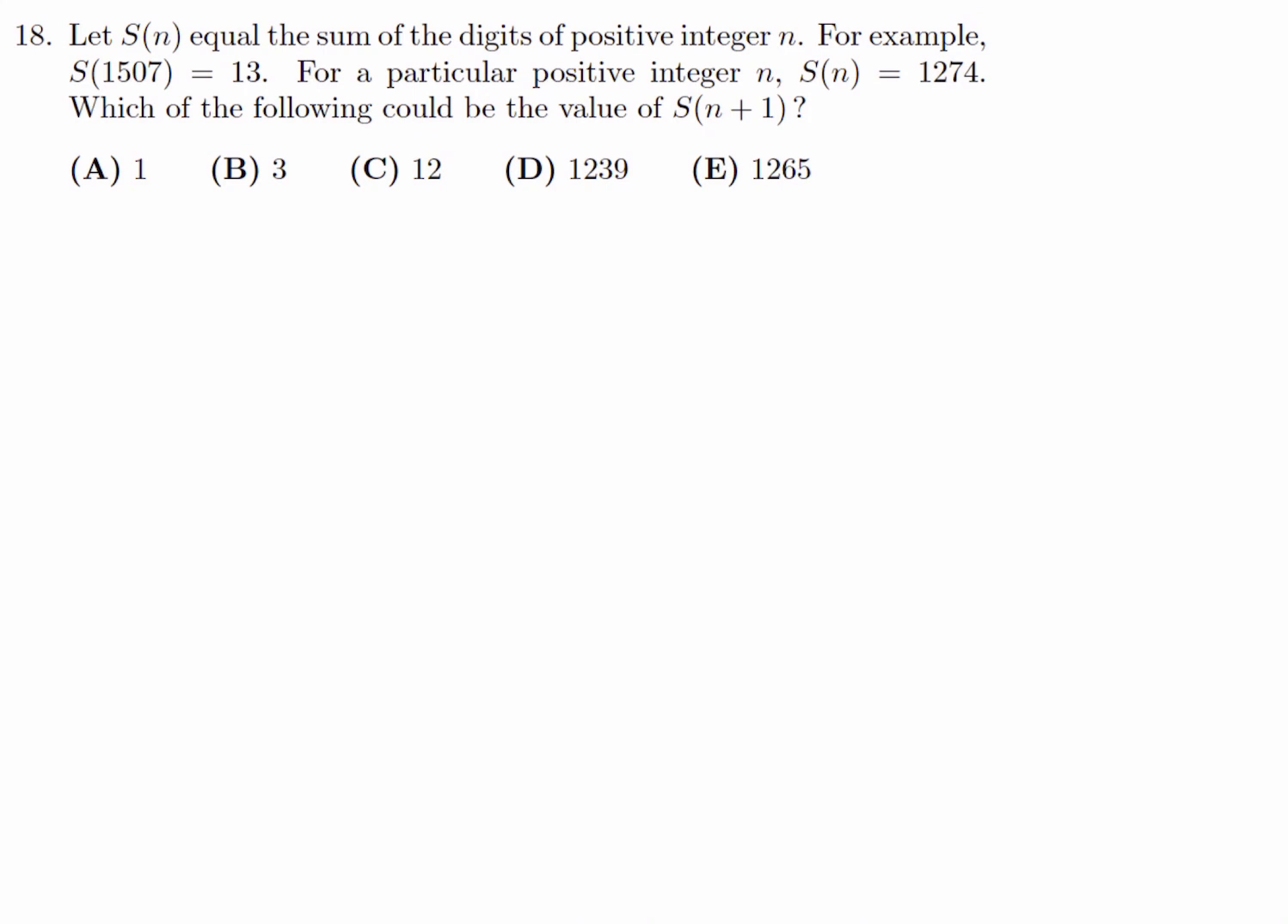Let s of n equal the sum of the digits of the positive integer n. For example, s of 1507 is 13. For a particular positive integer, s of n is 1274. Which of the following could be the value of s of n plus 1? All right, so obviously this is a very big number for the sum of the digits. So it's going to be a big long number.